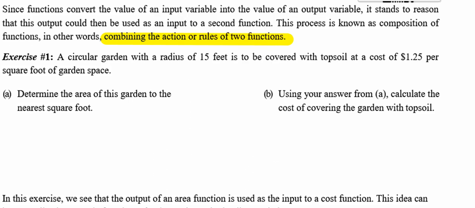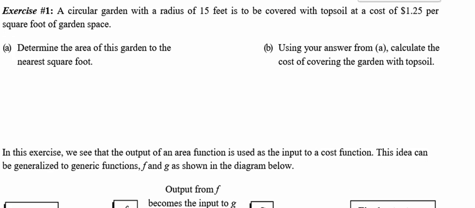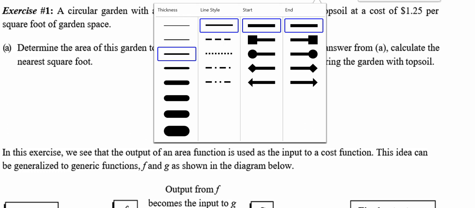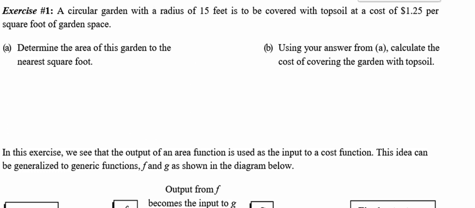So, a circular garden with a radius of 15 feet is to be covered with topsoil at a cost of $1.25 per square foot of garden space. A says, determine the area of this garden to the nearest square foot. So some key information here that we recognize is we want to know the area of this circular garden. So our area for a garden is A equals pi times r squared. And what they give us in our instructions is that the radius is 15, which is the same as r. And then they tell us that the cost is $1.25 per square foot of the garden.